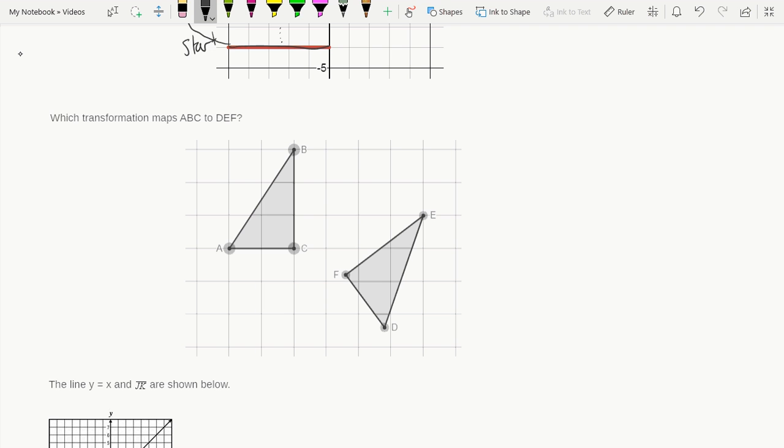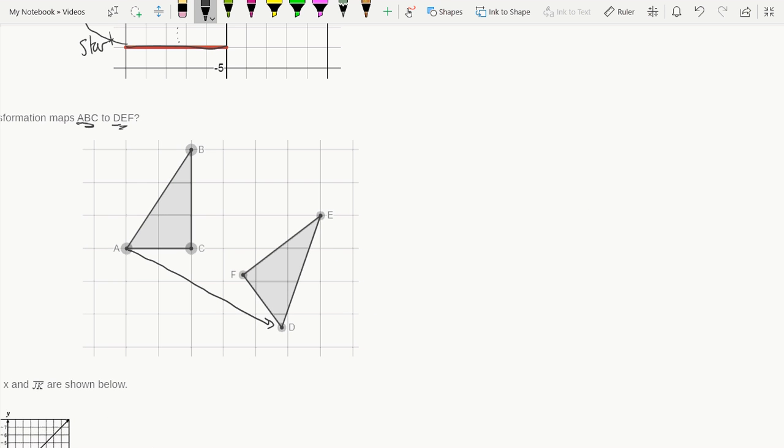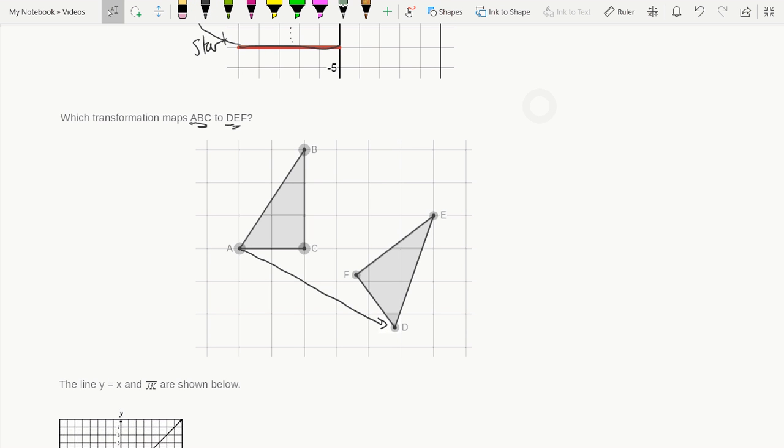All right. Well, so let's think about, I want A to go to D. All right. So A has to go to there. B has to go to E, because the first one has to match with the first one, the second with the second. B has to go to there, and then C has to match with F. It has to go to there.